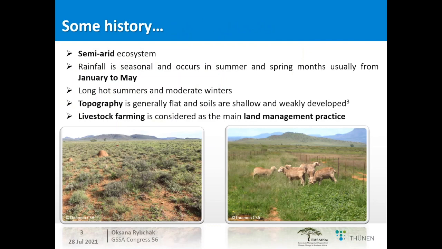The territory is a semi-arid ecosystem with a mean annual precipitation of 373 mm per year and a mean annual temperature of about 15 degrees. Livestock farming is considered here as the main land management practice. Topography is generally flat and weakly developed.